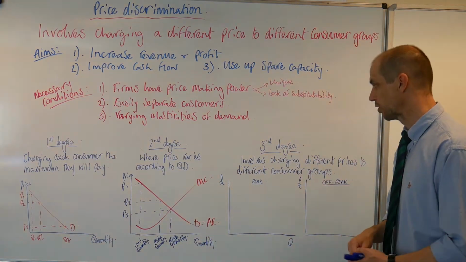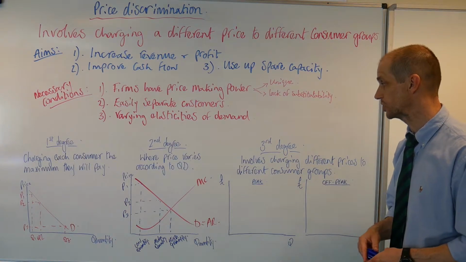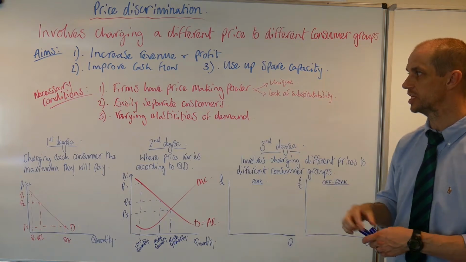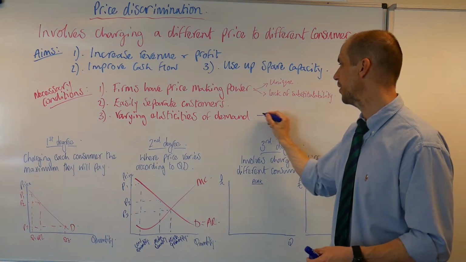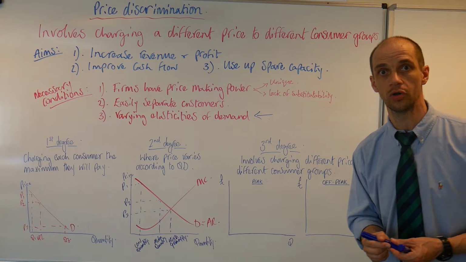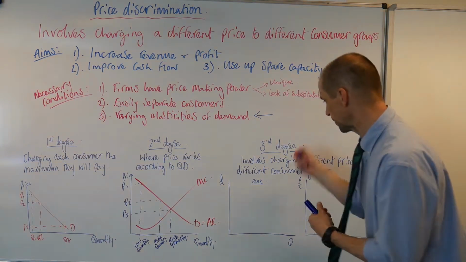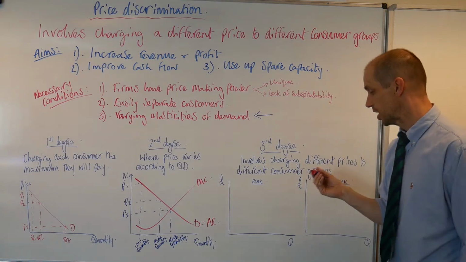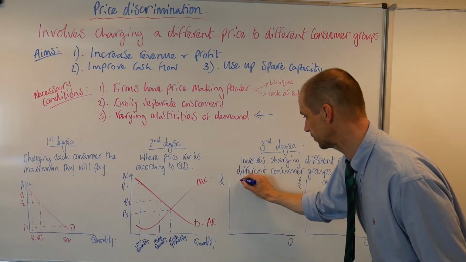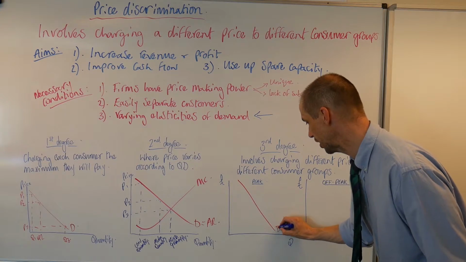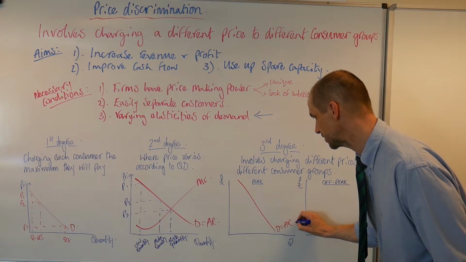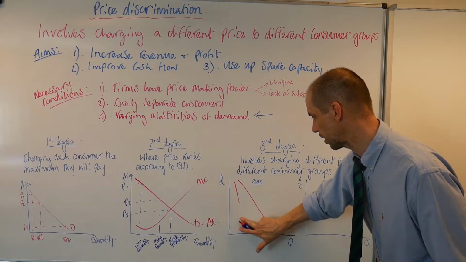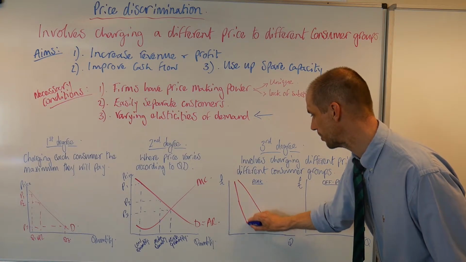Excellent. Let's now have a look at our third degree price discrimination. Here we're really utilising this point in particular, that there's varying elasticities of demand. So let's take a look. It involves charging different prices to different consumer groups. So with peak periods, of course, the demand curve is likely to be quite inelastic. So let's just illustrate that there. I've gone a little bit too inelastic with that marginal revenue.